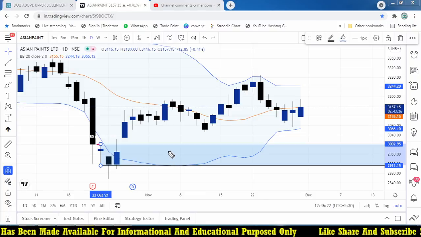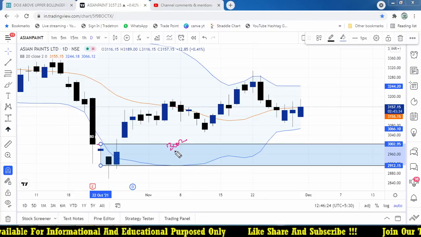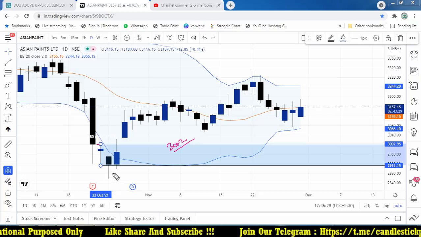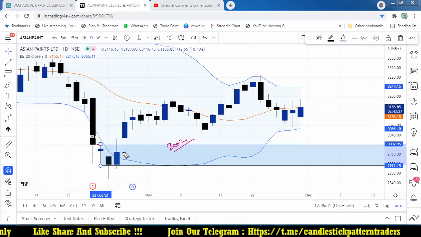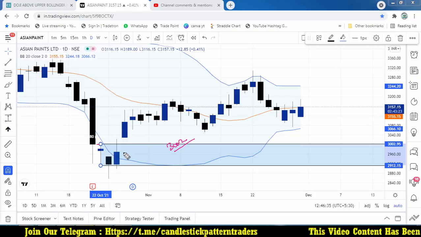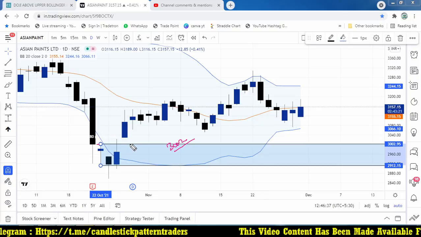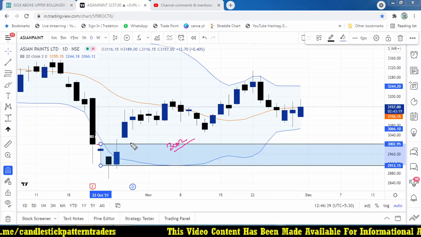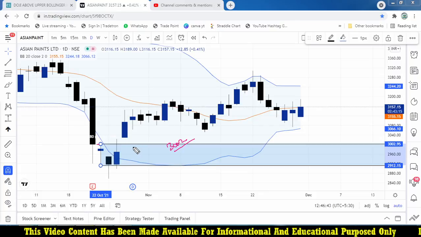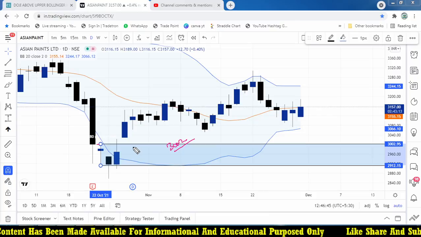So 3002 is our entry point, right? On this day, 22nd October, we got this doji pattern at the lower Bollinger band. So we are focusing on a buying opportunity in the stock. We are not going to sell even if it breaks the low, because it is already at the bottom of the market. Already it is at a very low price compared to the previous price. So we try to buy whenever the opportunity is present.